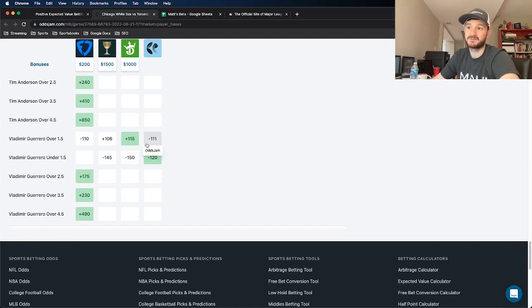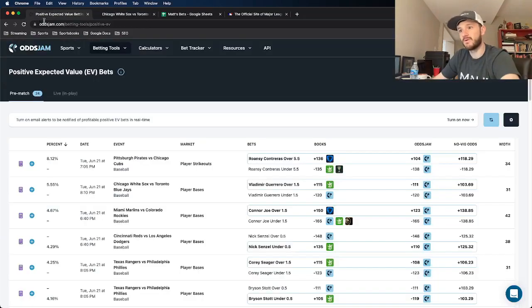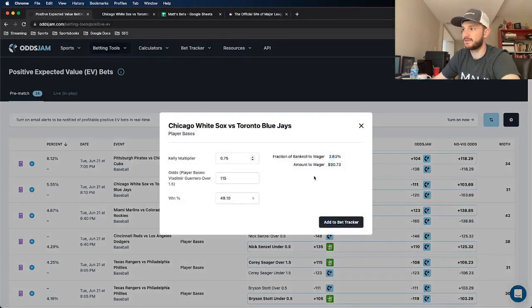OddsJam has it at minus 111. FanDuel has it at minus 110. Caesars has it at plus 106, so a little bit above the other sportsbooks, but still nothing above plus 110. So again, this DraftKings one is a real outlier. So I will add it to my selection, and this one will be about, looks like 3.6 unit bet.